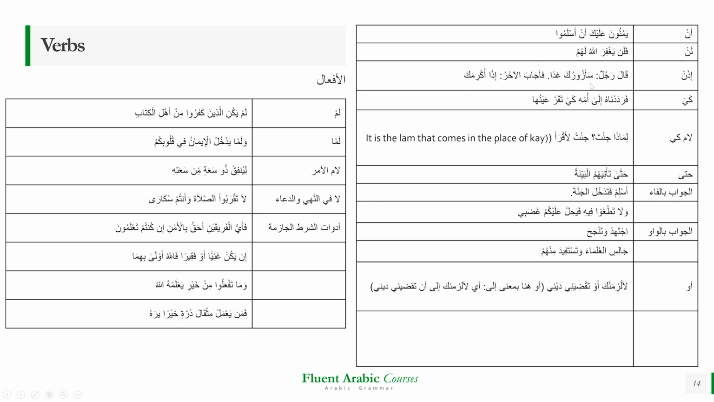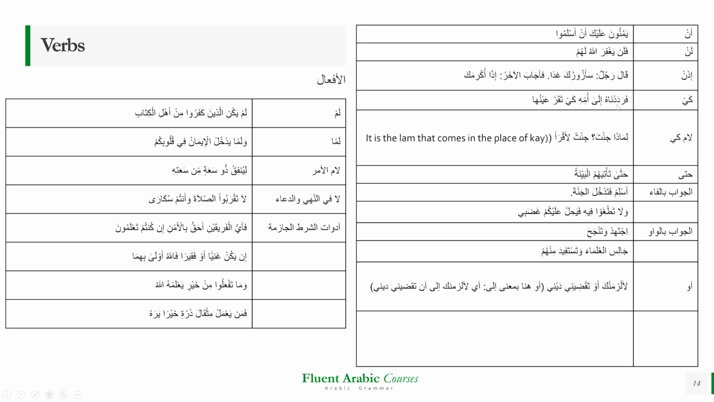Now let's look at the nawasib, or the particles which give the state of nasb. These are an, يمنون عليك أن أسلموا, لن فلن يغفر الله لهم, إذن قال رجل سأزورك غدا فأجاب الآخر إذن أكرمك. So the particle إذن gives the verb the state of nasb. إذن can be written like this or with the nun.